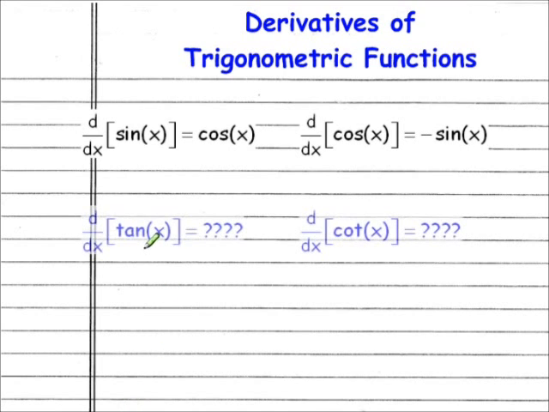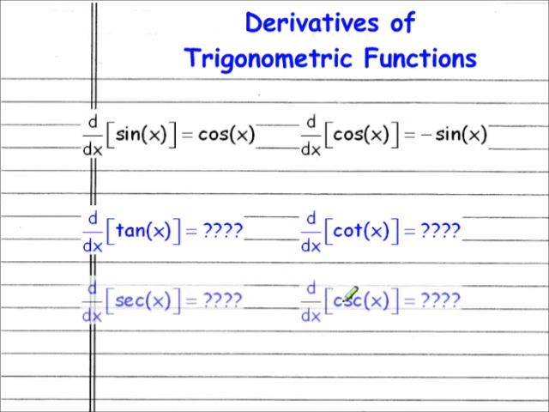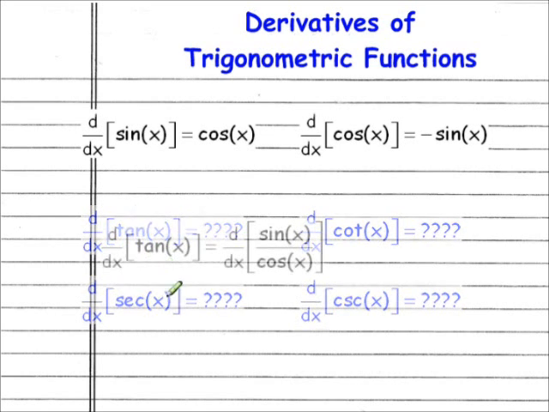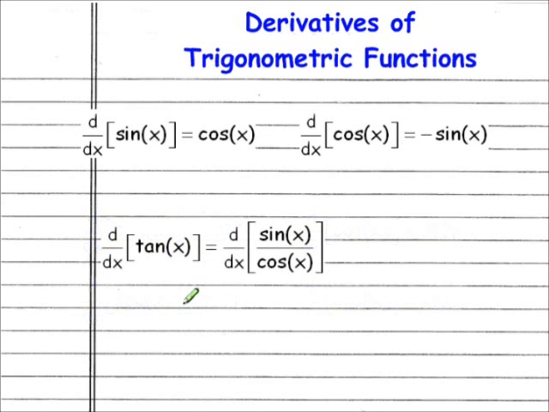That's the derivative of tangent of x and the derivative of cotangent of x, and likewise the derivative of secant of x and cosecant of x. Well, we'll first look at the tangent of x. The derivative of tangent of x, the first thing that we'll recognize is that we can write tangent of x as a quotient, sine of x over cosine x. And being a quotient, we can use the quotient rule.